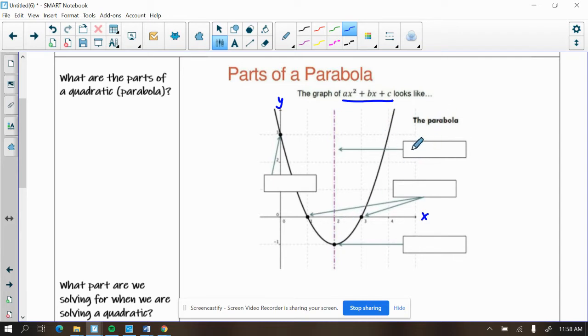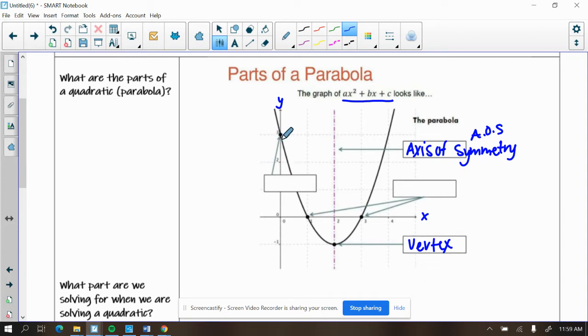There are certain things that we are going to talk about, and we will touch on it more next unit. But just real quick, the line that cuts this down the middle in half, like we could literally fold this in half and it would be the same on each side, is called the axis of symmetry. Remember, symmetry is more of a geometry term, but we know it's cutting it in half. We can also call this the AOS. Another thing, the lowest point or the highest point on our graph is called the vertex.